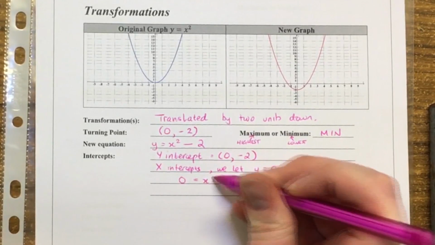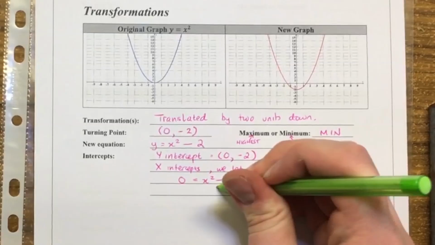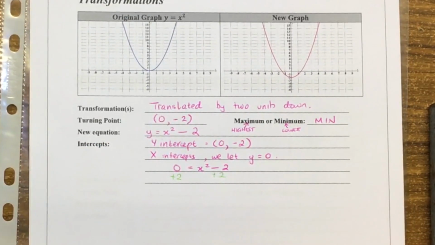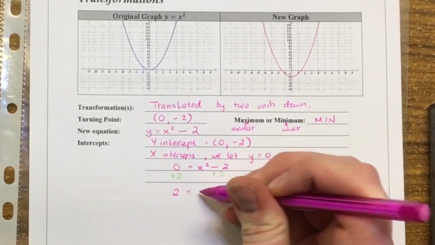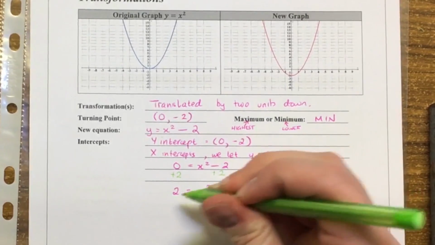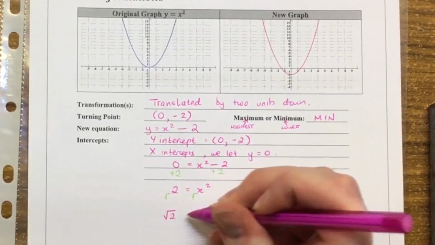So 0 is equal to x squared minus 2. Then what we can do is add 2 to both sides. I'm just adding 2 to both sides, and we get 2 is equal to x squared. What's the opposite of squared? Square root, yeah. So we've got to square root both sides, and then we get the square root of 2.